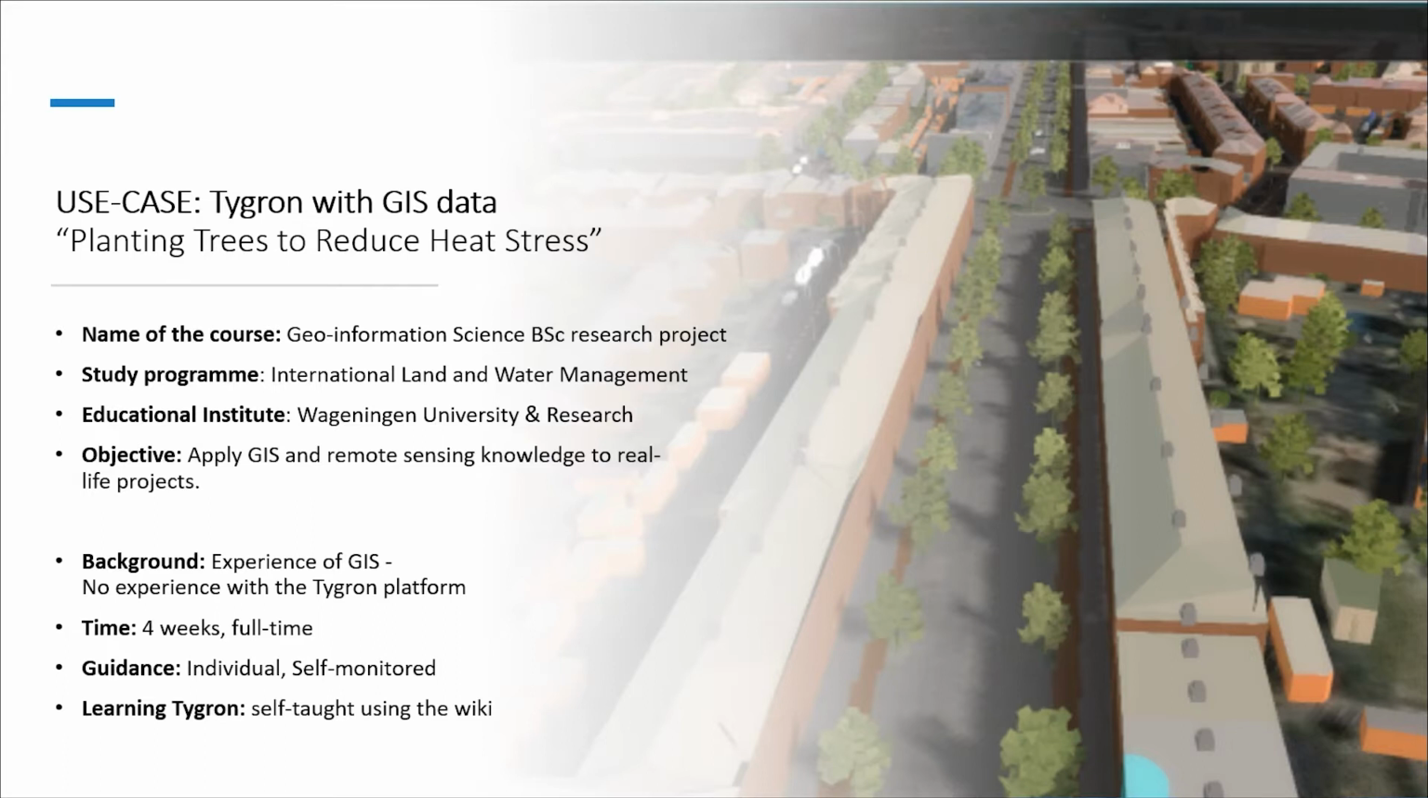After that, after getting a grip of Tygron, he started working with a blank project, and then he imported the area that he was working on, which is an area in a neighborhood in Utrecht called Rieverenwijk. And then he also imported his own weather data using the heat overlay wizard from a local weather station. And he did that, of course, manually.